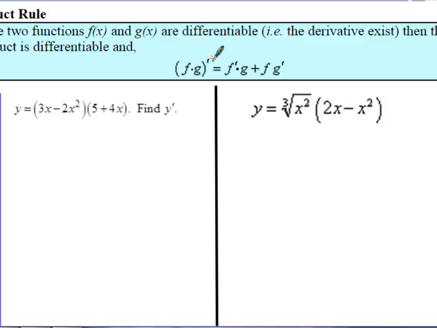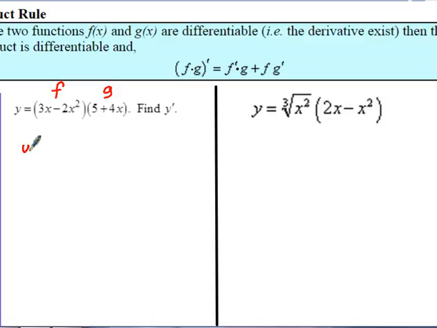Okay? So here's what I have. Here's my first function. It says y equals (3x minus 2x squared) times (5 plus 4x). Okay? And they want me to find y prime, which means they want me to take the derivative, right? So do you guys see, first of all, that these are being multiplied, right? And do you see that technically I can think of them as two different functions, right? I'm going to call this one f, and I'm going to call this one g.